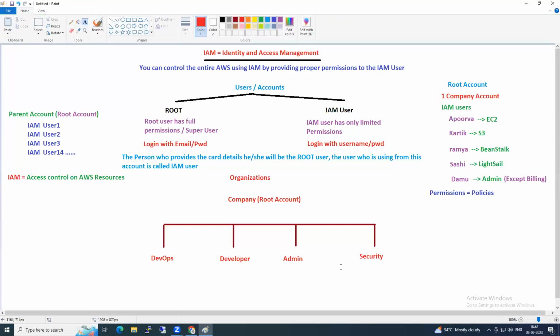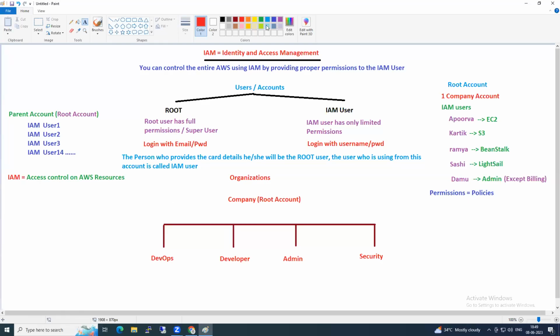So guys, see here, we have one company account, that is the root account. Inside this, I have so many departments. Is it possible for me to handle all these departments with one root account? Answer is no. So for that reason, AWS came up with a service called Organizations. What this Organization will do is it will help to manage multiple root accounts.